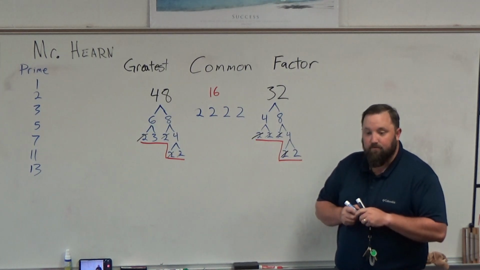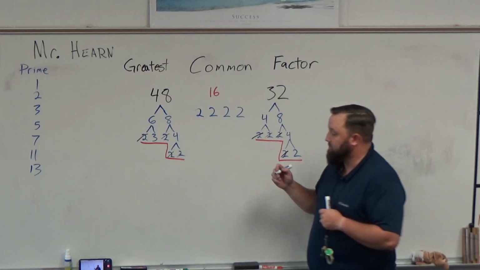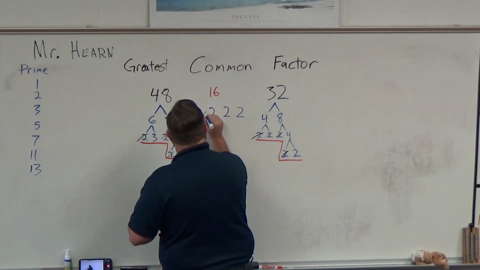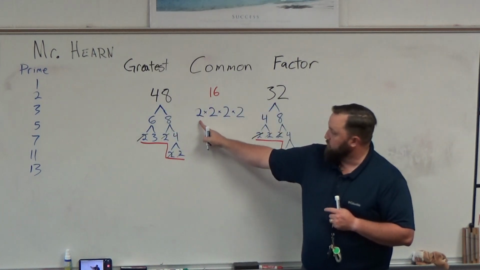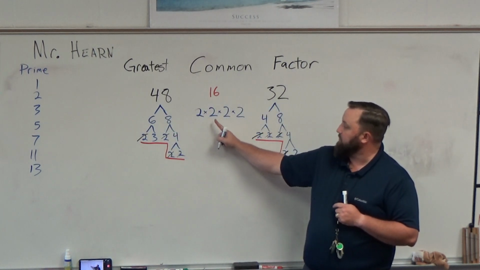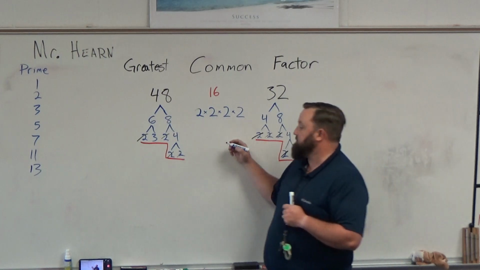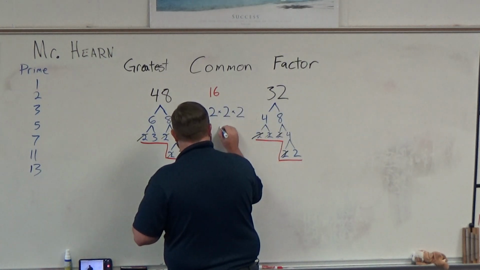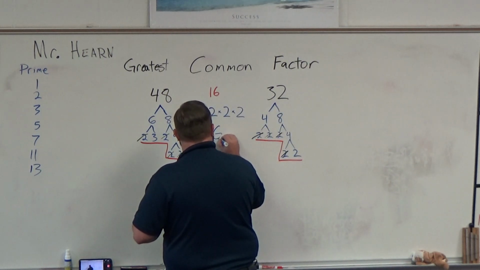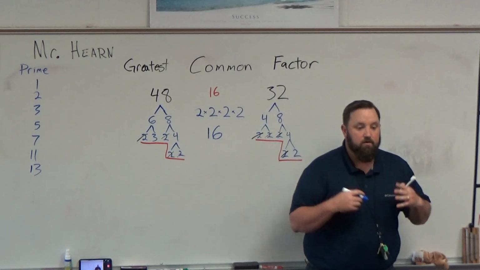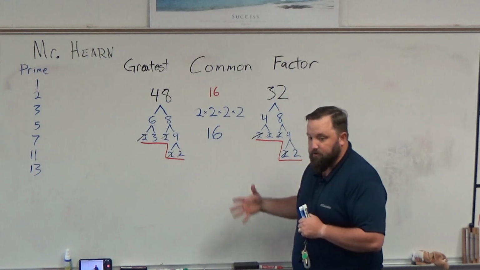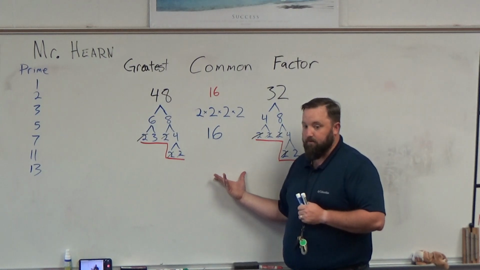Once you do that, this is an important step. We're going to multiply. 2 times 2 is 4. 4 times 2 is 8. And 8 times 2 is 16. All right? And that, folks, is how we find the greatest common factor using the factor tree method.